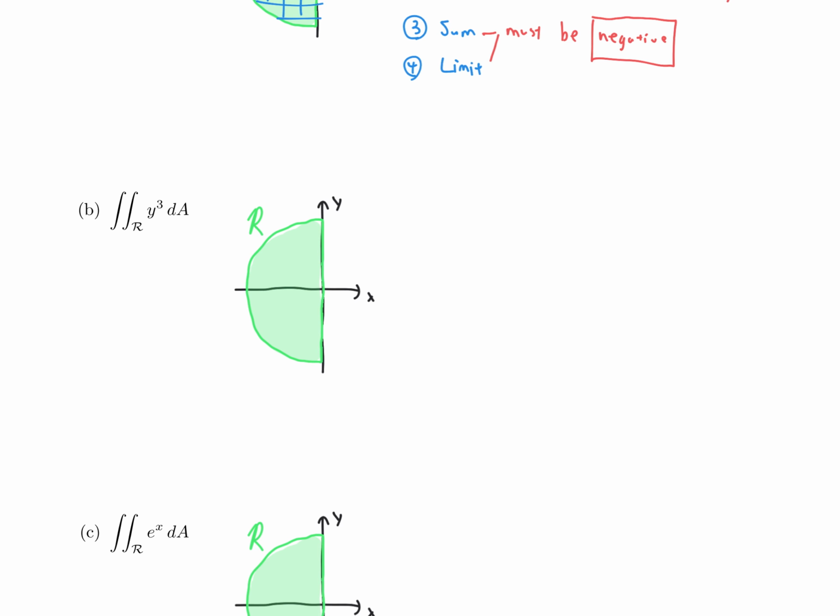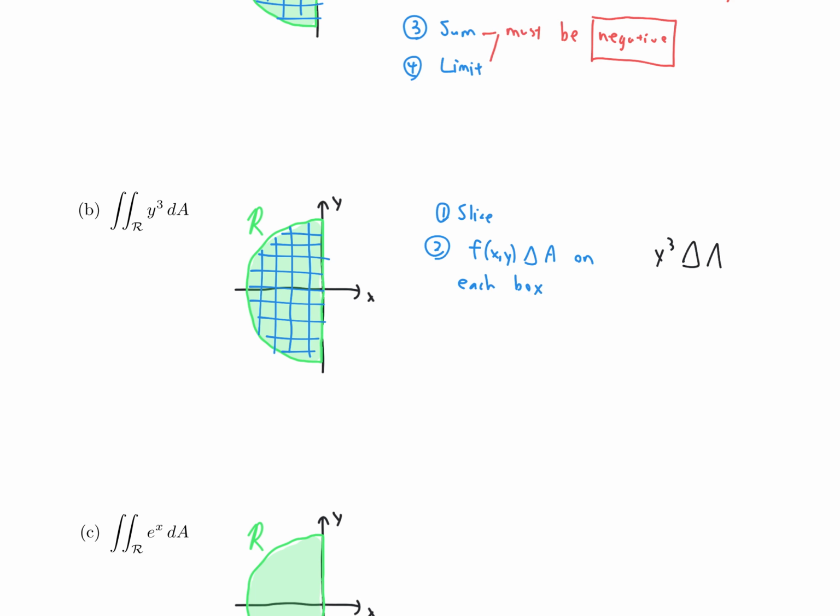I'll try approaching this next problem in sort of the same way. So I'll start by slicing the region into mini boxes. And now I'll try to approximate f of xy times delta A on each one of those boxes, or think about what it would be equal to, at least whether it's positive, negative, or zero. Now, my function here is y cubed, so I'm doing y cubed times delta A. That is y cubed times the area of each of these boxes. Now, if I look at the boxes here, sometimes y is positive and sometimes y is negative. It depends on the box. And in fact, that means y cubed will sometimes be positive and sometimes be negative.